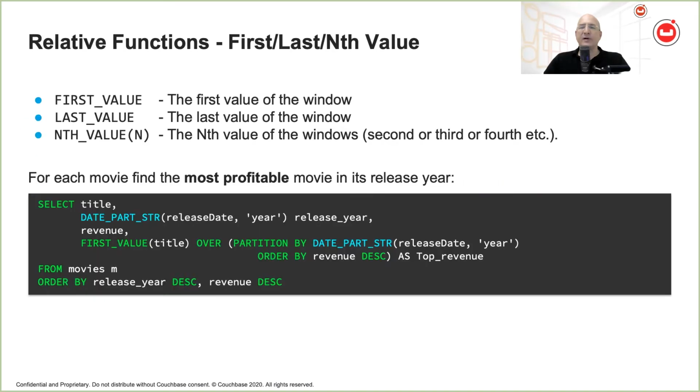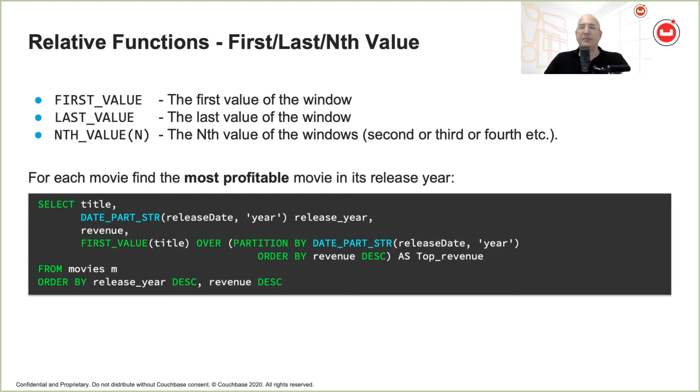Another group of window functions that Couchbase offers are the relative functions. The first value function gets the first value of the window. The last value function gets the last value of the window. And the nth value function gets a parameter n and returns the nth value of that window. So if n equals 2, then it will return the second value. If n equals 3, then it will be the third value, and so on and so forth.